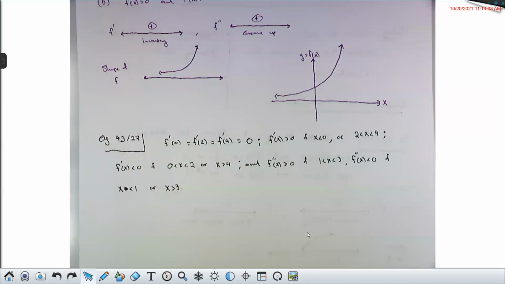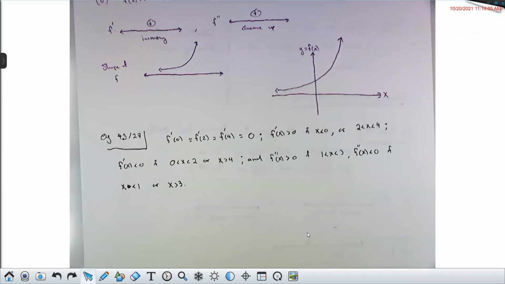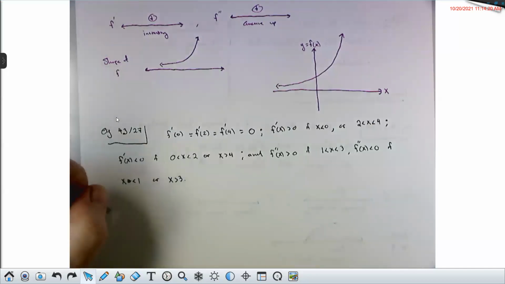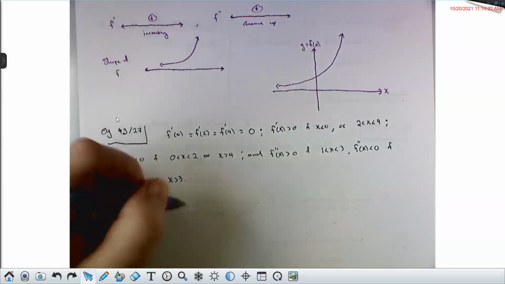There are problems like this in your homework, and unfortunately, the way WebAssign does it, you just have to click the right graph, which is really not appropriate practice. So you need to practice drawing these graphs by hand. As before, I'm going to begin by drawing a number line for f prime.